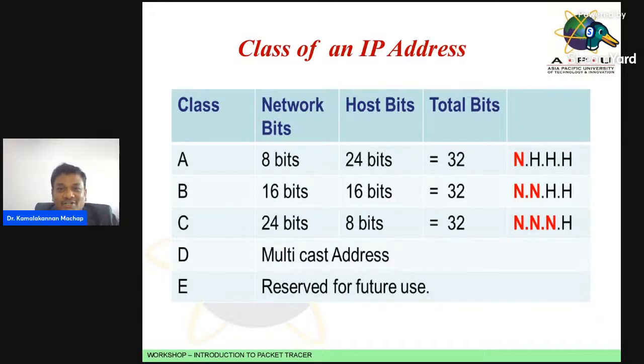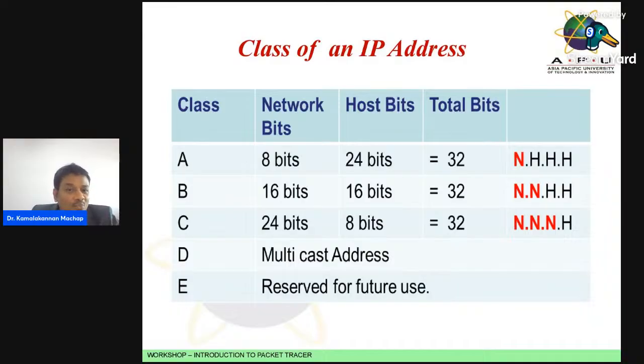All right. Now, next, the classification of the IP address. You should know about the classification of IP addresses. Totally, 5 classes are available: A, B, C, D, E. Here, each class has some network bits as well as host bits. This 32 bit is the default for version 4.